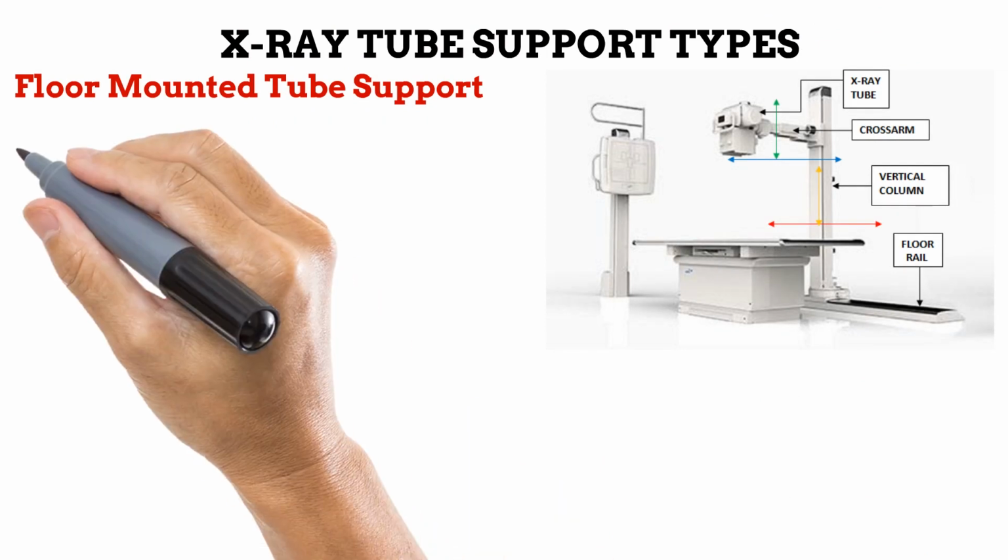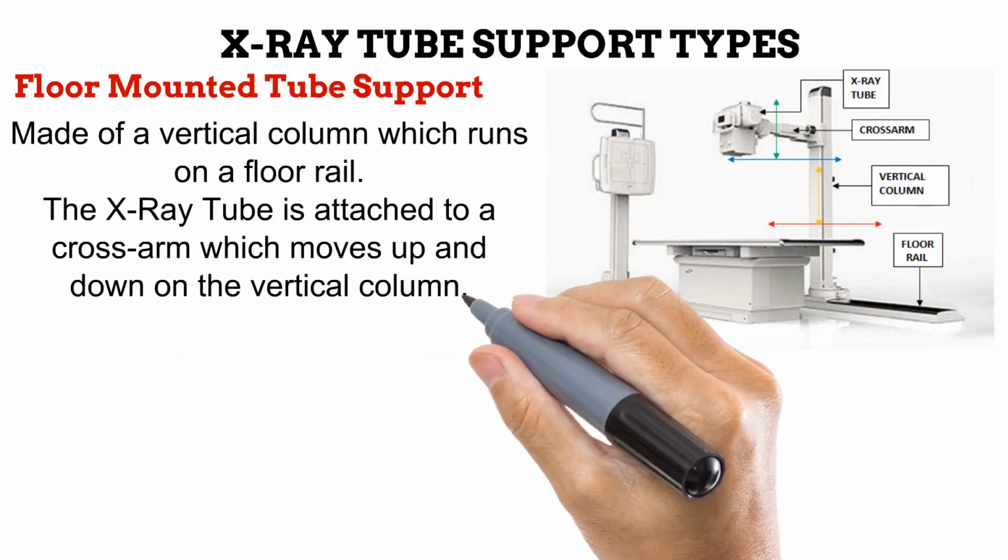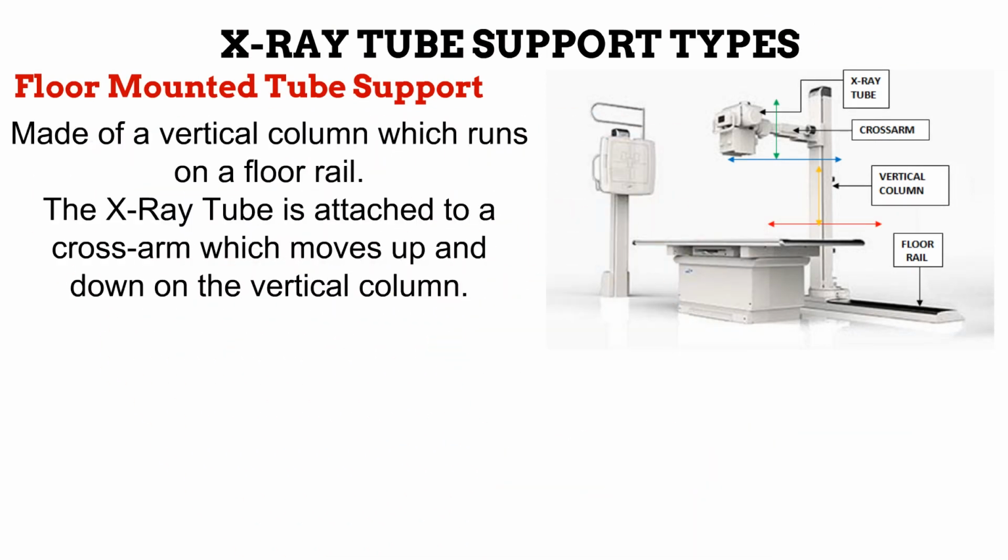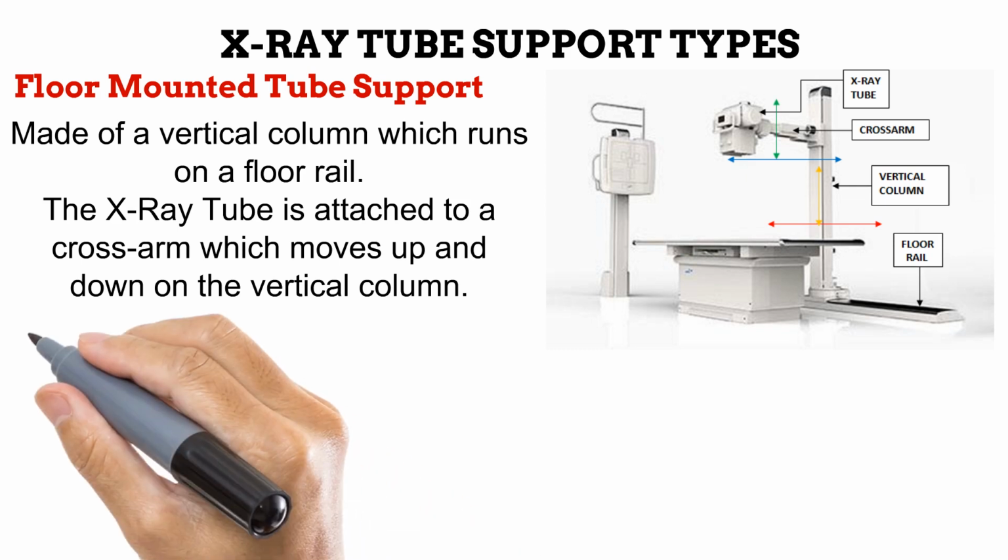This is made up of a vertical column which is labeled on the diagram. The vertical column runs on the floor rail. Picture how a train runs on its track. In this configuration, the X-ray tube is attached to a cross arm that runs up and down the vertical column.